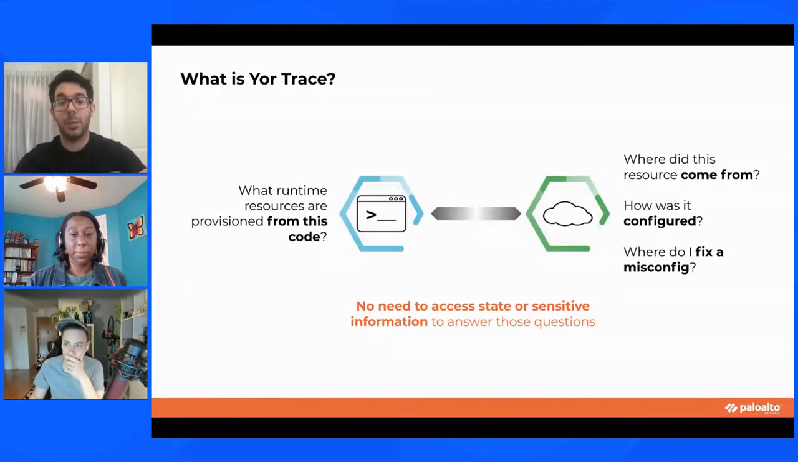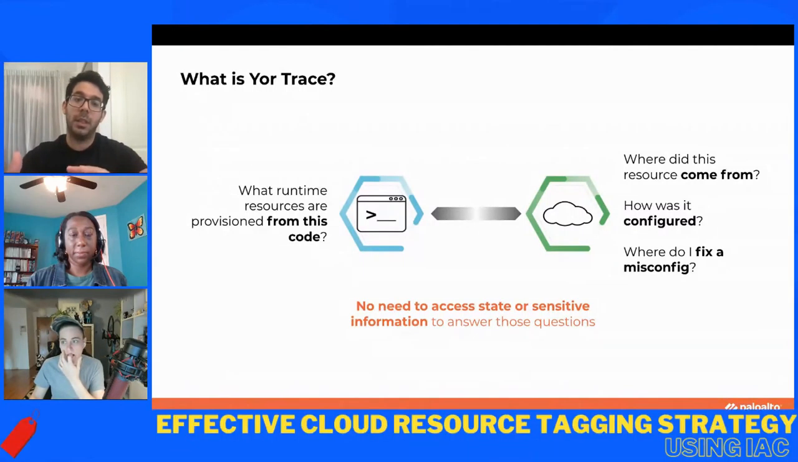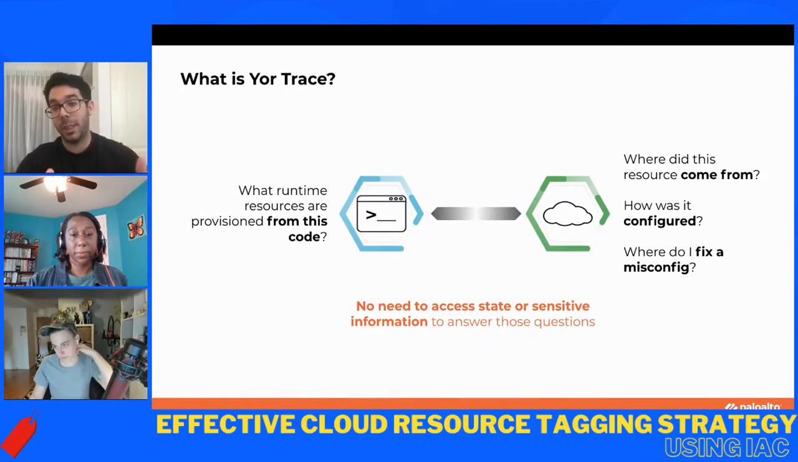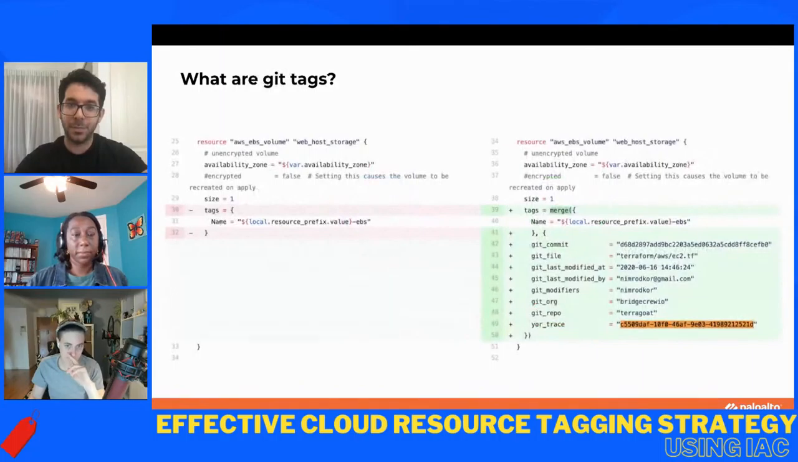So Yor has a set of fields that should be added to each and every infrastructure as code resource, that will help us understand where a resource in runtime in our cloud environment is coming from in code. What repository did it come from? Who did the misconfiguration? How do I fix it? Without access to state or sensitive data, or without the need to do endless triage on Jira tickets.